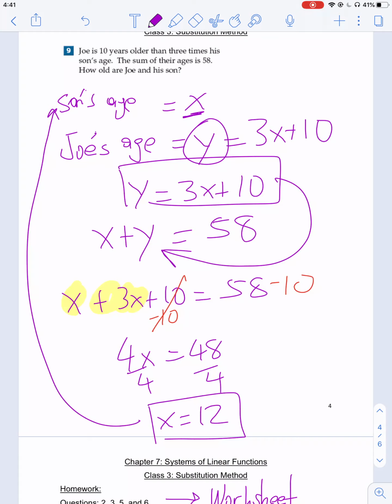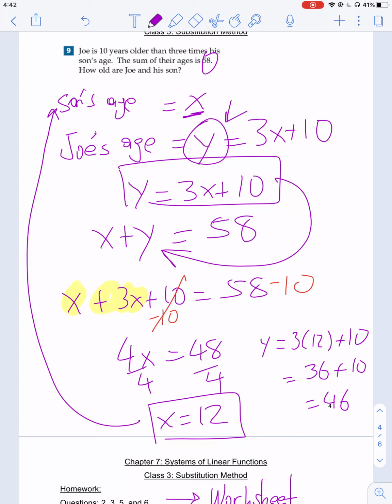How do you find Joe's age? Just plug in the x value in there, and then just work it out. Okay, so if I plug in the x value, then Joe's age, which is y, right? So y will equal 3 times 12 plus 10. So 12 threes is 36. 36 plus 10 is 46, right? So Joe's age is 46 because remember y is Joe's age. And then if you add the two together, you're going to get 58. So that's one way to check your work.